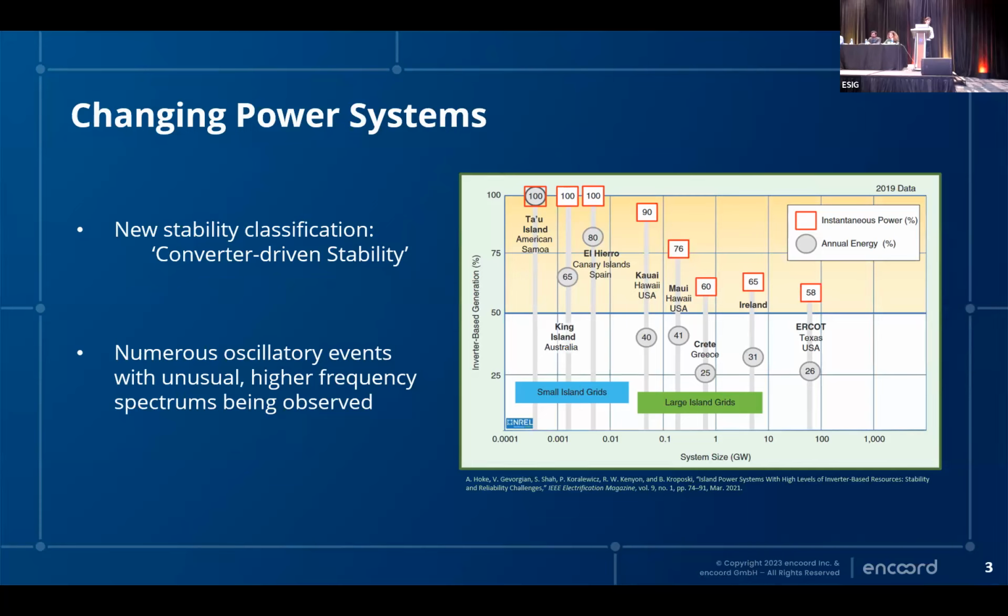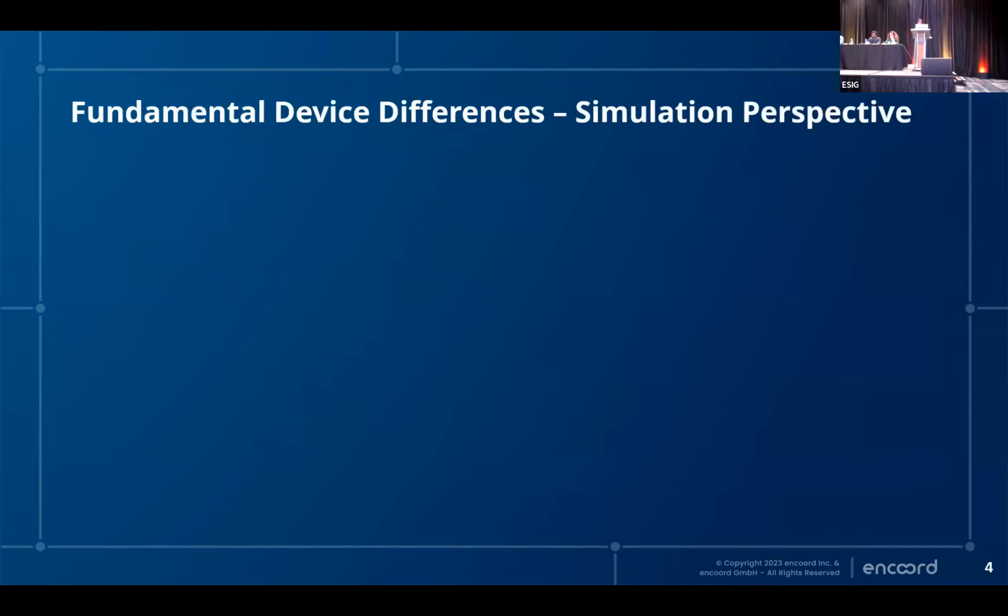And oscillatory events have been viewed in real-world power systems today. Of course, Kauai comes out. They had the 18 to 20 hertz oscillation in 2021, which was caused by the interaction of, you guessed it, inverter-based resources. So things are changing. It's exciting. But it also means that we may have to start to think a little bit differently about how we approach the simulation of these systems, right?